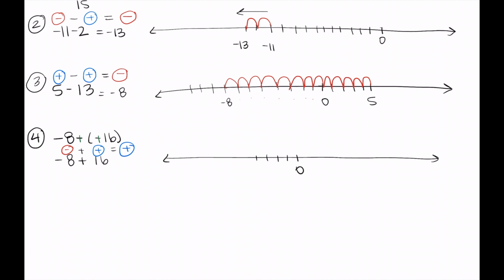So let's go through here and label our number line. We have our 0, we have our negative 8. In this case, the two minuses turned into an addition, so we're moving to the right, and we're going to move to the right 16 units. When we move to the right 16 units, we end up getting 8 as our answer. So the answer for number 4 would be the negative 8 minus negative 16 turns into negative 8 plus 16, and that gives us 8.